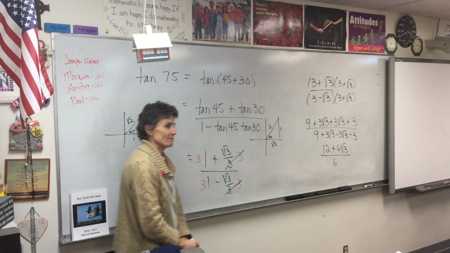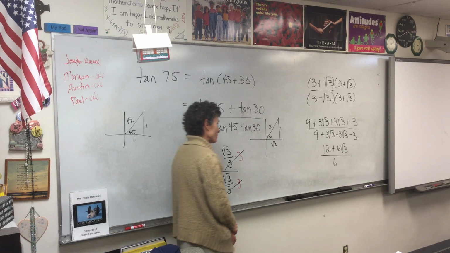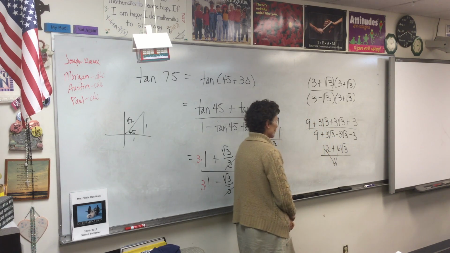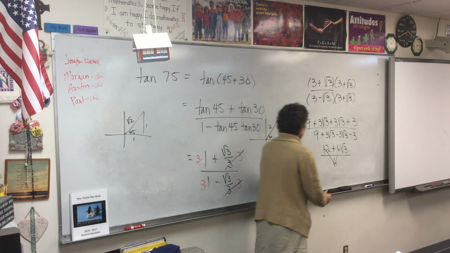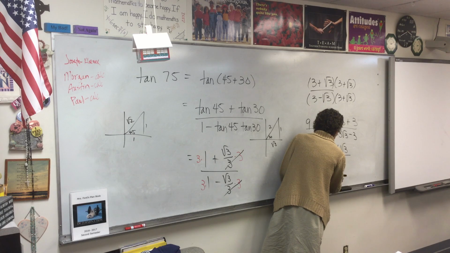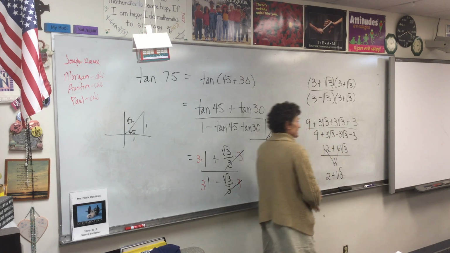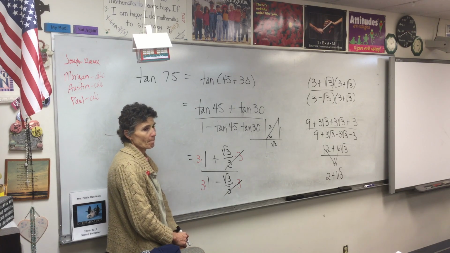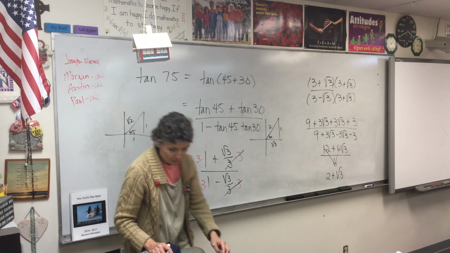All right, so what do we end up with? Divide everything by 6. Remember your triangular cancellation, just like we had before with the quadratic formula. So we're going to end up with what? 2 plus root 3 as the answer to the question. 2 plus root 3. There we go. All right, we got one more to go. We're doing great.